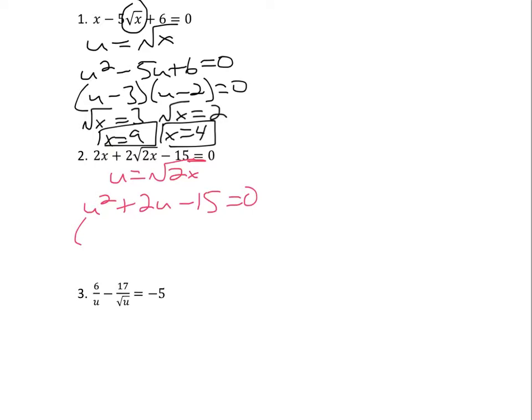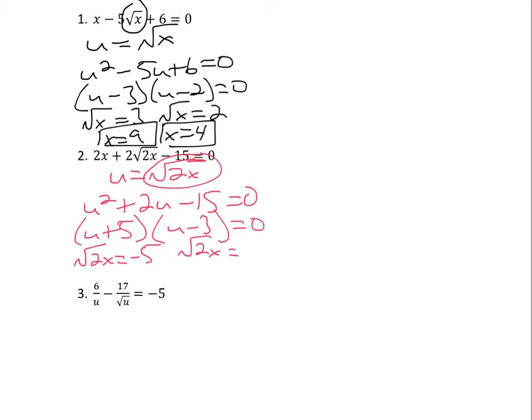So root 2x squared is going to be u squared, which is the same as 2x. Once again, I got another easy one that we can just factor. So (u plus 5)(u minus 3) equals 0. Now let's get that root 2x back in here. So we've got root 2x equals negative 5, or root 2x equals 3.